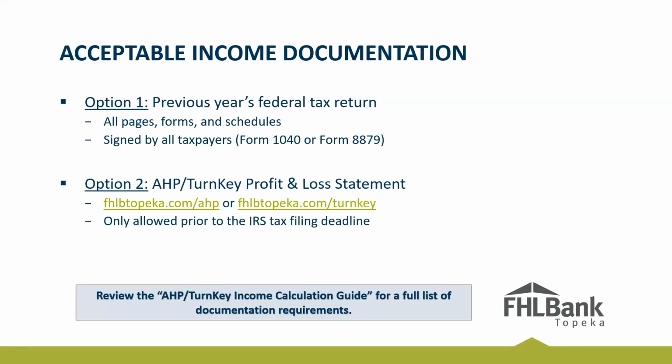If the household member was self-employed or received rental income during the previous year, the AHP TurnKey Profit and Loss Statement will no longer be accepted after the IRS tax filing deadline, even if they have been granted an extension. Please review the AHP TurnKey Income Calculation Guide for a full list of documentation requirements.